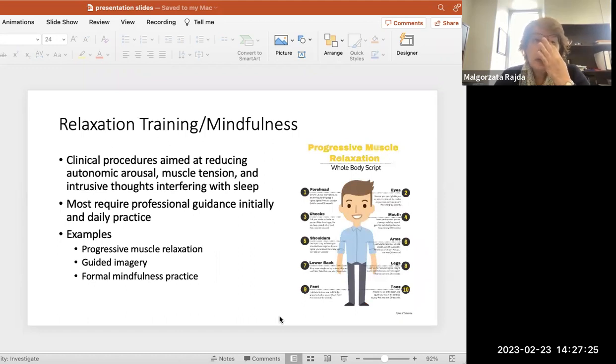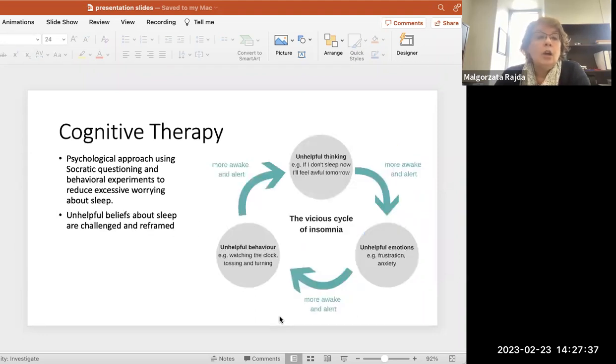Relaxation training or mindfulness is a very useful adjunct to therapy that allows the patient to reduce autonomic arousal. And finally, cognitive therapy, with which you are all familiar. It addresses the maladaptive or dysfunctional thoughts that lead to elevated arousal and continue to affect their ability to fall asleep.